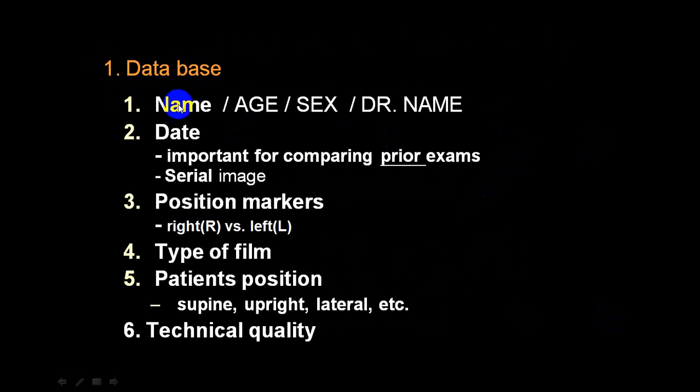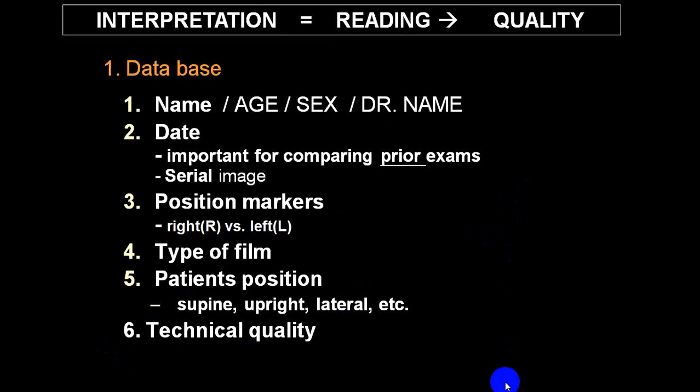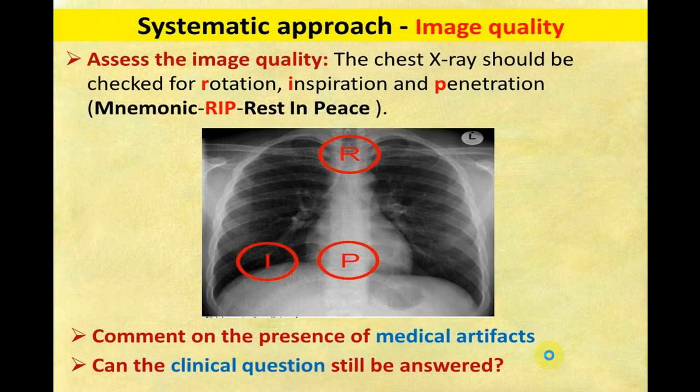What we call is a database. You look for the name, age, sex, doctor name, date on which the X-ray is taken, the position, right and left marks, what type of film it is, what was the position of the patient: supine, upright, lateral, etc. And then look for the technical quality. So while you are interpreting, you start by reading the database and look for the quality of the X-ray.